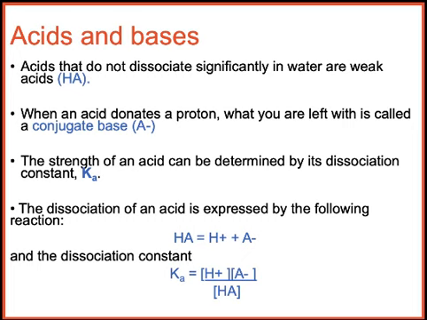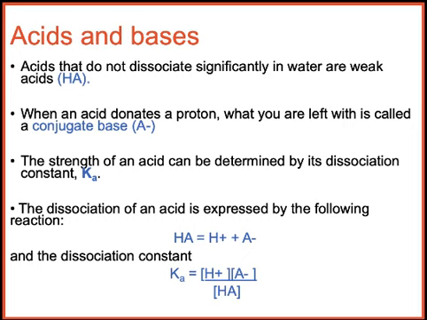So acids that do not dissociate significantly in water are weak acids. But we don't need to worry about that right now. I'm going to designate an acid by HA. It's an acid, and I just want to show that it has the proton, the hydrogen. When an acid donates its proton, what are you left with? You're left with what we call a conjugate base. You're left with a base because you got rid of that hydrogen, right? That's the conjugate base.